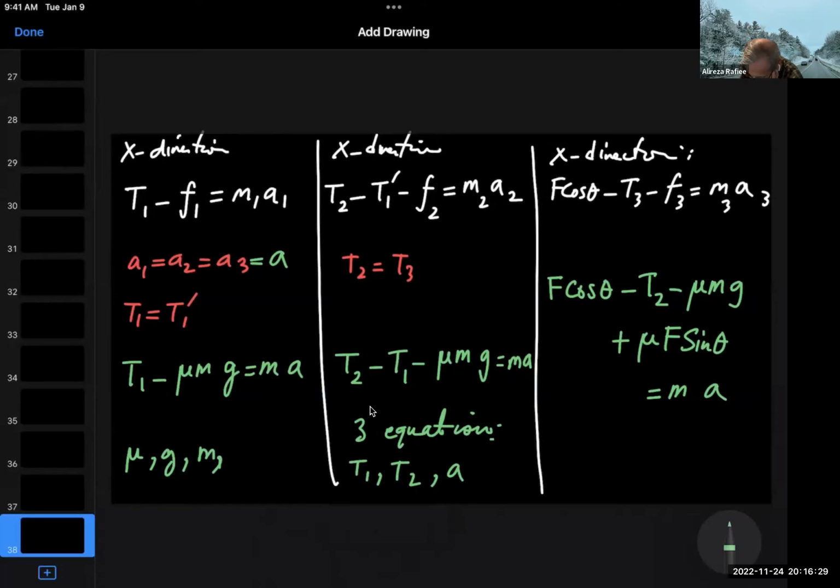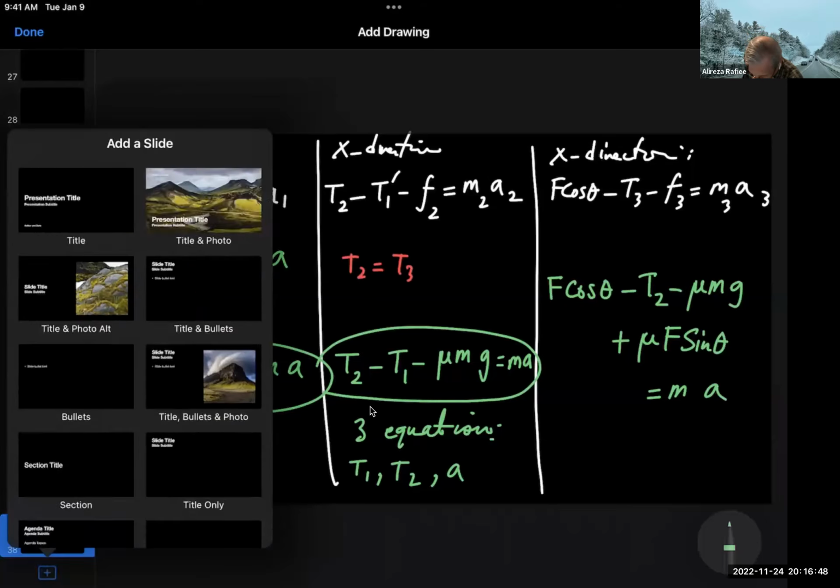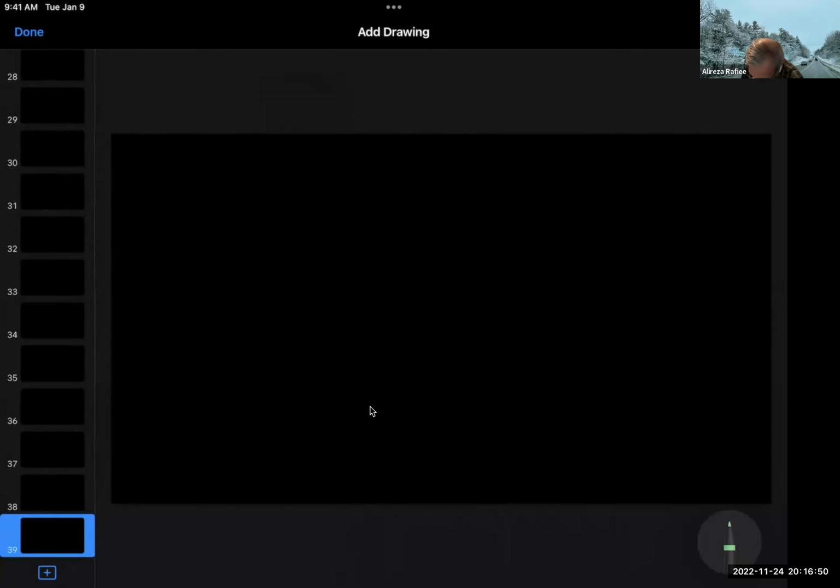One easy way is to add this equation to this equation, then T1 cancels T1. You will end up with T2 and mu mg and mu mg. That's 2 mu mg. And on the right side, you will have 2 ma. So let me just write it down.